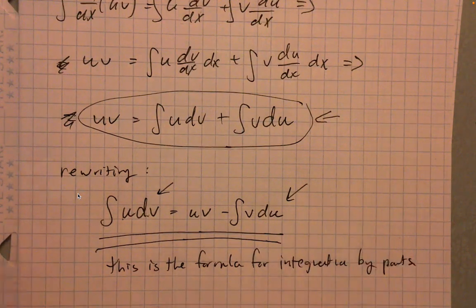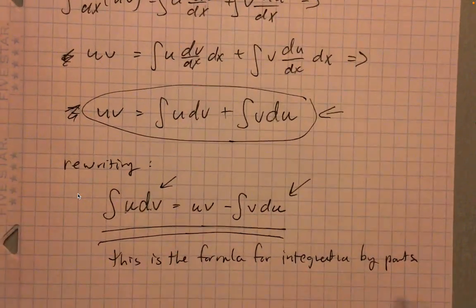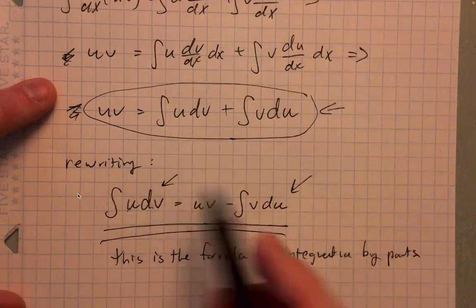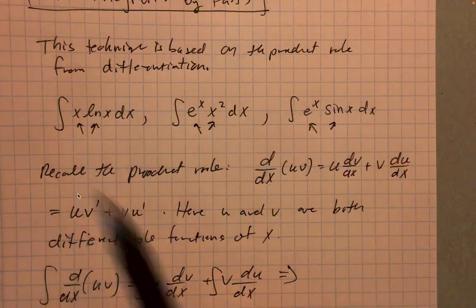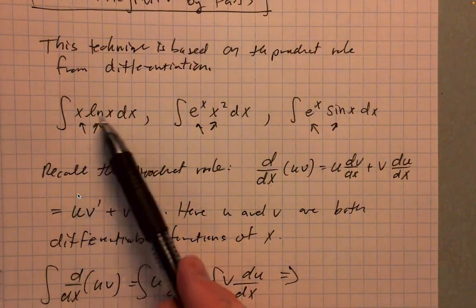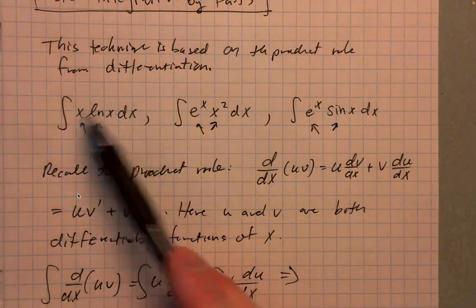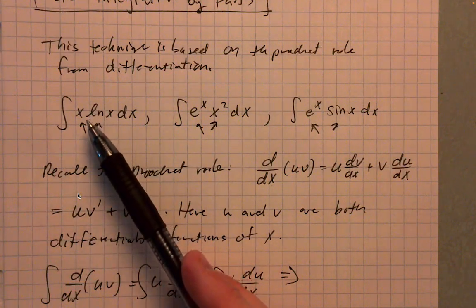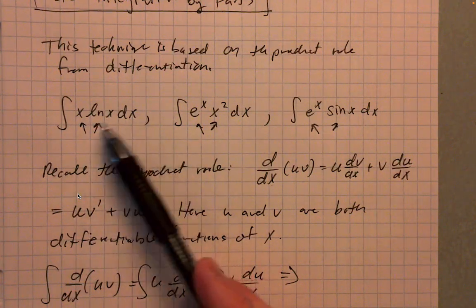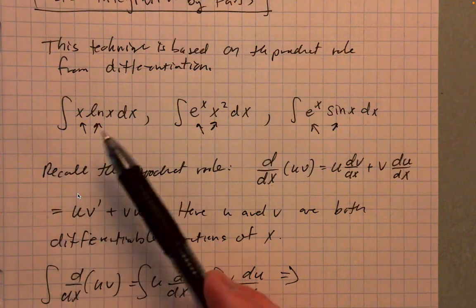At a high level, we're given an integral that's a product like this. We want to look at this product and assign some portion of the x ln x dx to the u function, and the remaining portion to the dv function.